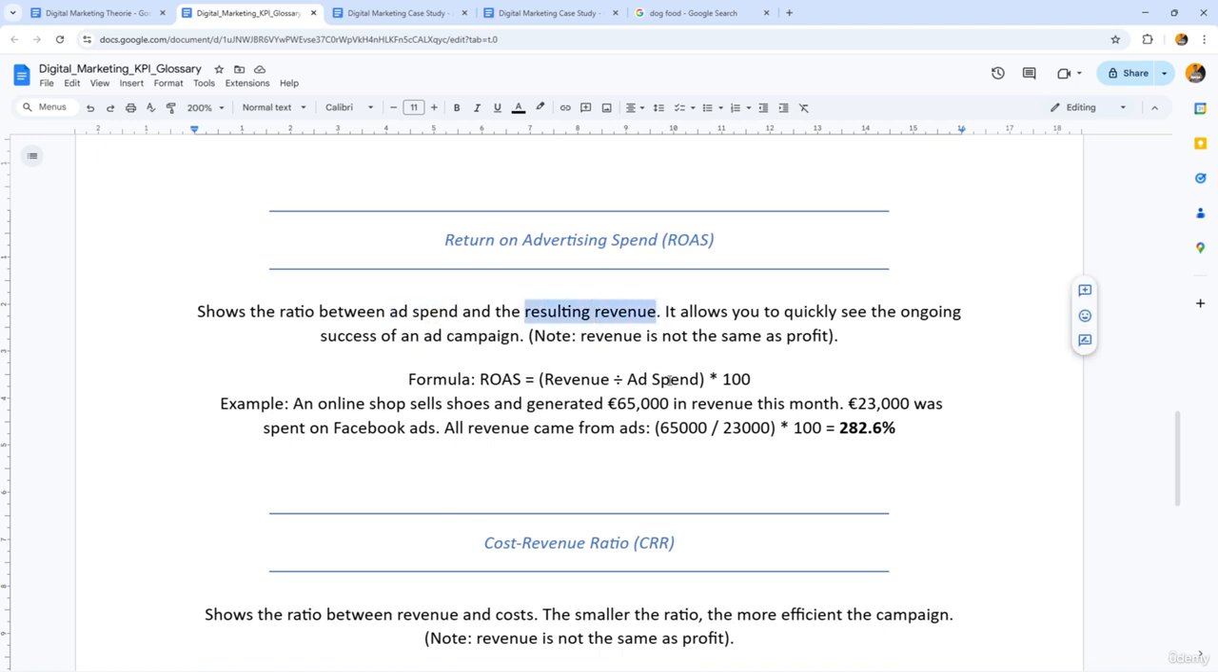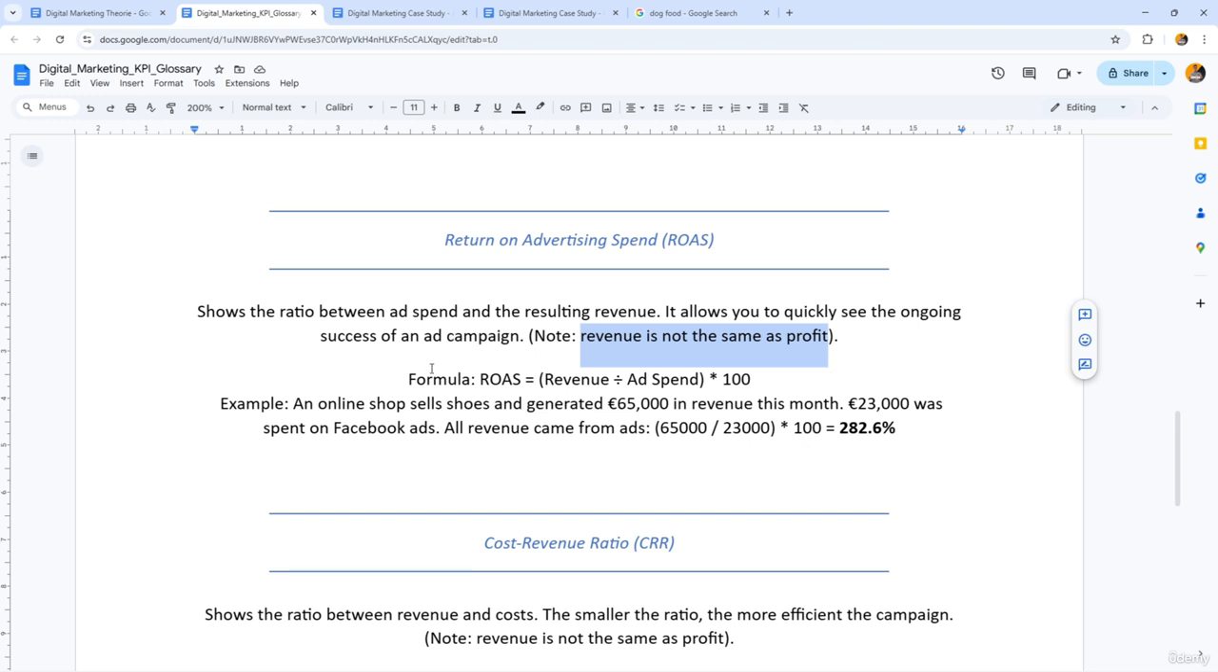For that, we really need a web shop to track our revenue, or in theory, this also works offline, but it's very, very hard to track. So let's say we're doing this online just to make it easier. And it just allows you to quickly check if you have a good outcome here or not, because you can compare this last number. Important note: revenue doesn't mean profit.